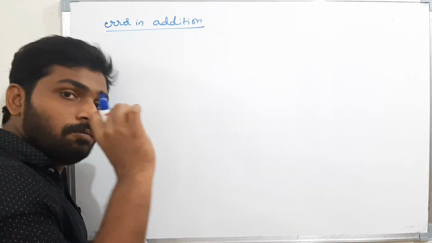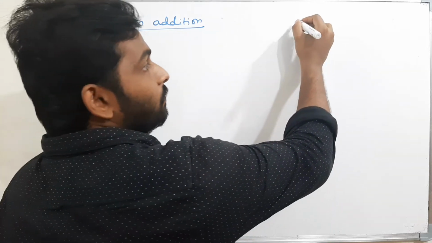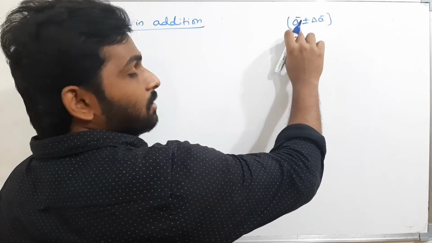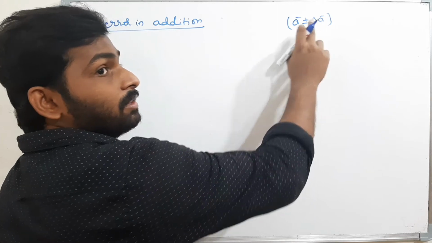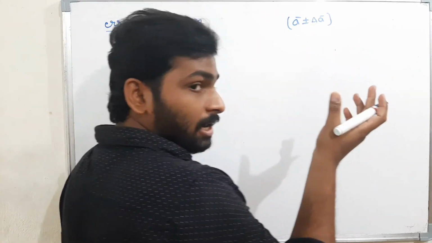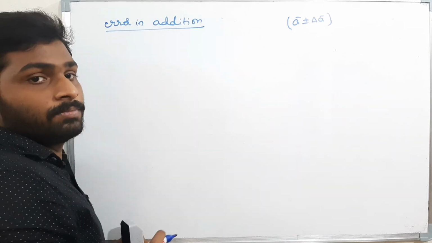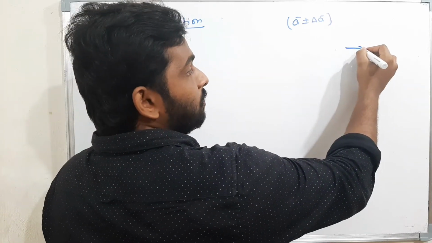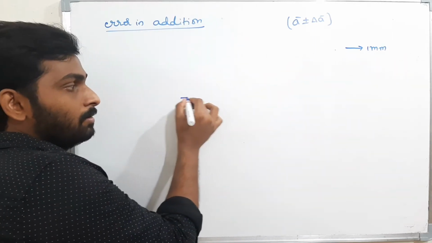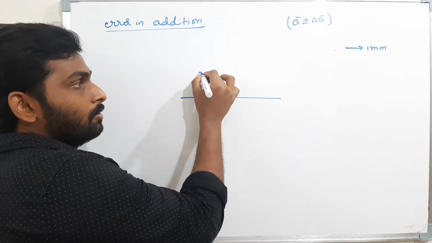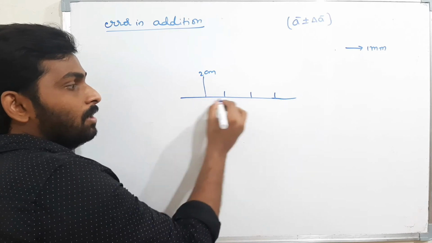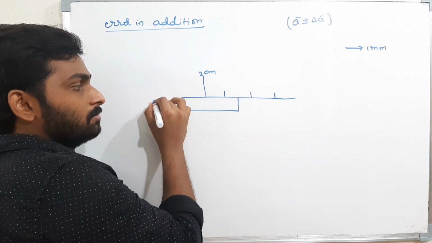Now see here, every value will be represented in the form of A bar plus or minus delta A bar, where A bar is the measured value, the mean value, and delta A bar is the error in that measured value. Now I am measuring the length of a rod by using a normal scale. For a normal scale, what is the least count? 1 millimeter. Now see here, I'm measuring the rod at 2 centimeters and it came like this.